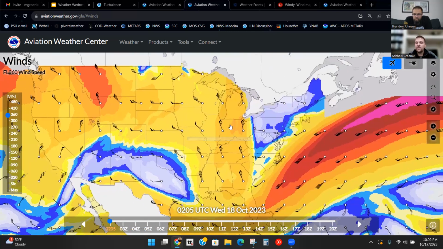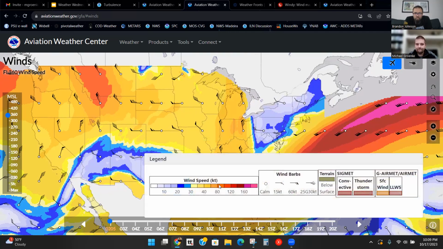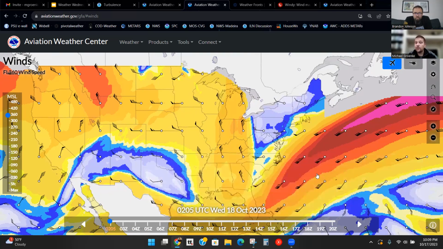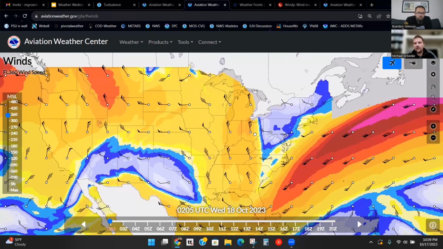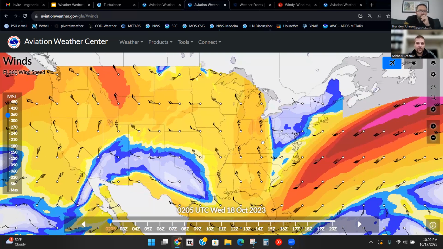I'd actually be a little more concerned about this area over eastern Ohio, where you go from nothing to, all of a sudden, almost 80 knots of flow pretty quickly, over this pretty short span here. So we'll look at the turbulence forecast in a second and see if this lines up or if Mike just doesn't know what he's talking about.